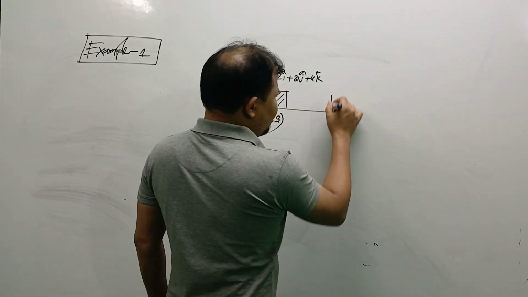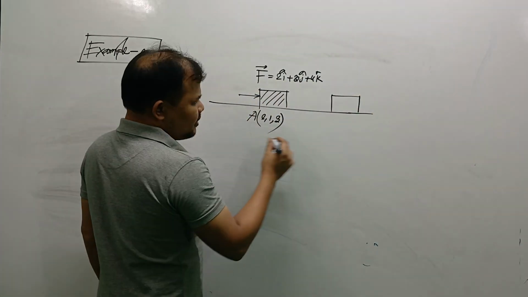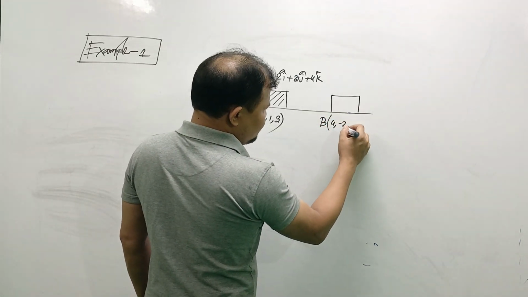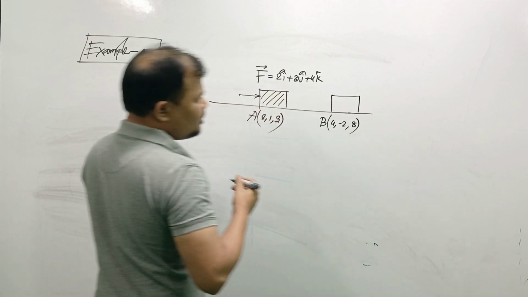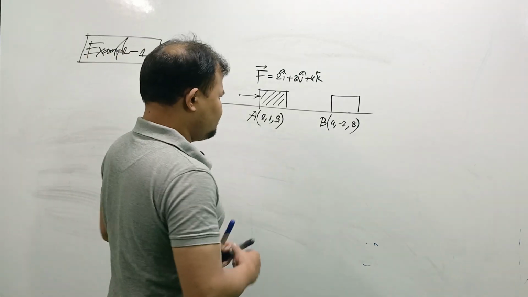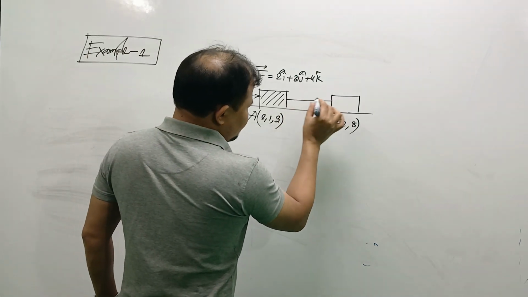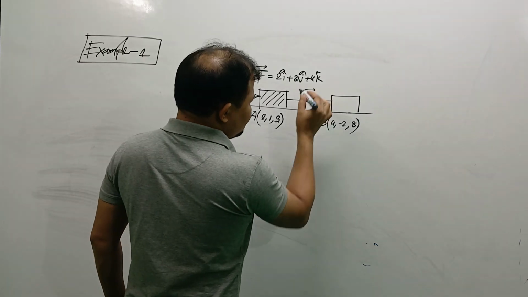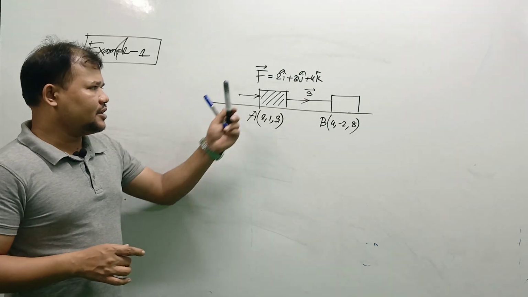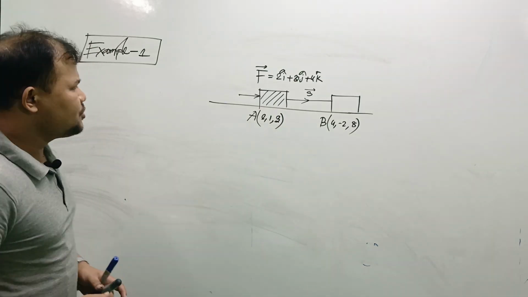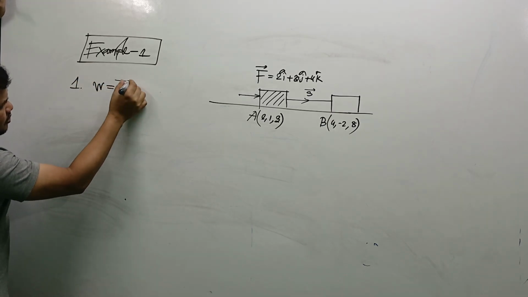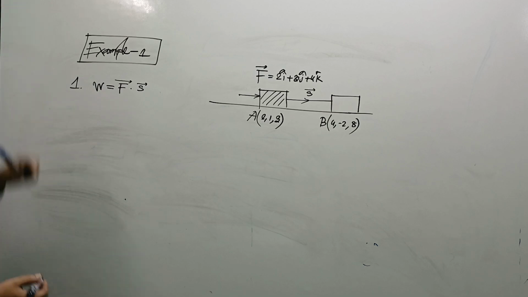And if this body comes here from point A, suppose the name of this point is B, 4, minus 2, 8. Okay, my dear student, try to understand. This is the initial position and this is the final position. As we can see here, the direction of the displacement is along the direction of the force. Force is a given vector and displacement is also a given vector. So if we measure the work, at first we write the equation F dot S.